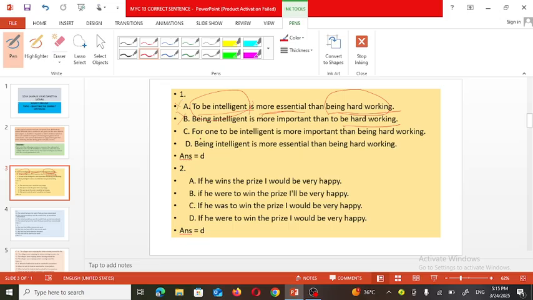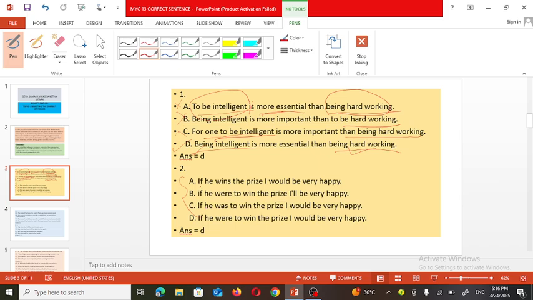Now see the third option: for one to be intelligent is more important than being hardworking. Again, while doing comparison between these two things, both things which are to be compared must be in the same form. So this option is also not correct. And the last one: being intelligent is more essential than being hardworking. Here both are in the same form and that's why option D is correct.